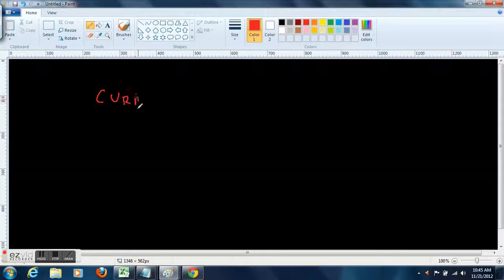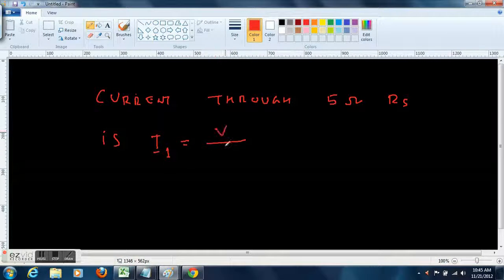Now, the current through the 5 ohm resistance, the first one. From Ohm's law we know that I equals V upon R. So if I1 is the current flowing through 5 ohm, I1 equals V upon R. V is 12 volt, resistance is 5, which comes to 2.4 ampere.